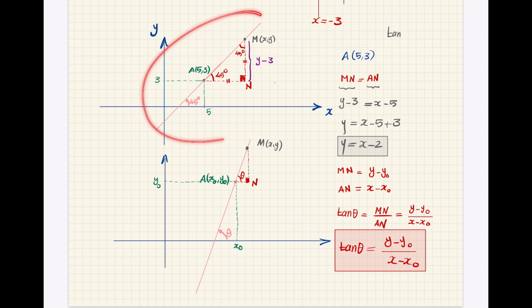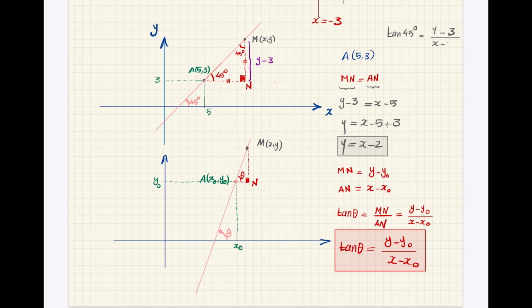For this problem, you just write tangent 45 degrees is equal to a fraction. Do I need to put something for y and x? No, these are typical variables. But what can I write for y naught? You can write 3, yes, because y naught is 3, and what is x naught?